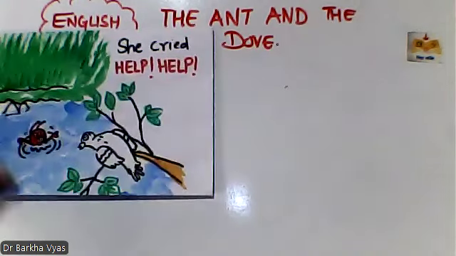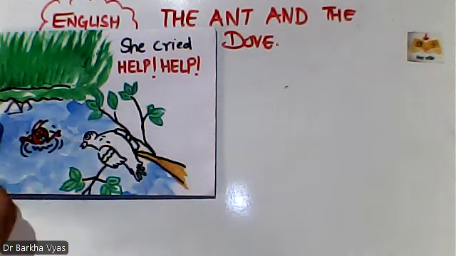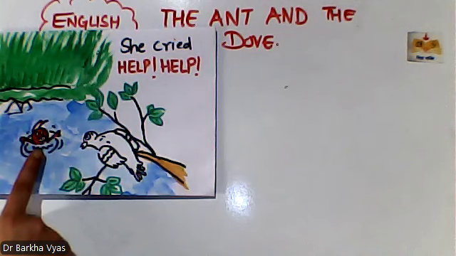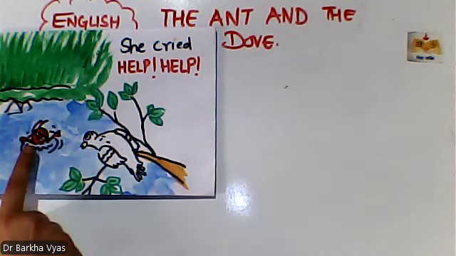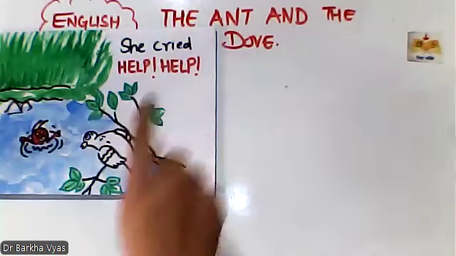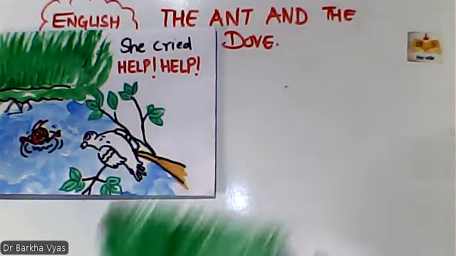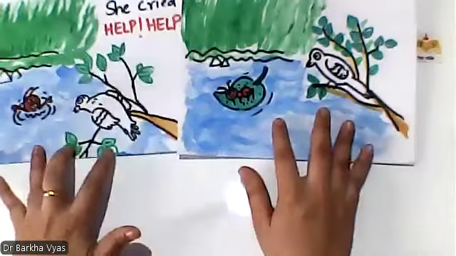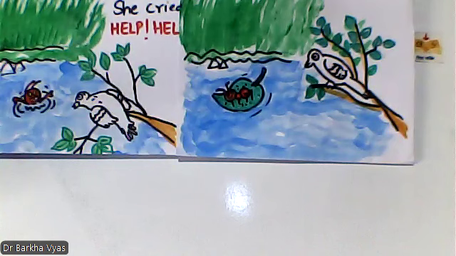So let's see again, rewind the story and see what happened. The ant was thirsty and came to drink water, and the ant lost balance. She lost balance and fell into the water. And what did she do? She cried, "Help, help." And who heard the cry? The dove heard the cry. And what did the dove do? The dove dropped a big leaf into the water.